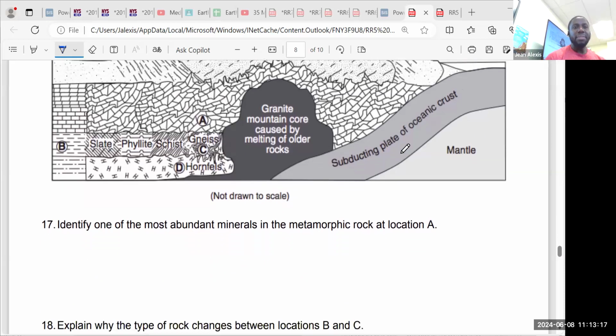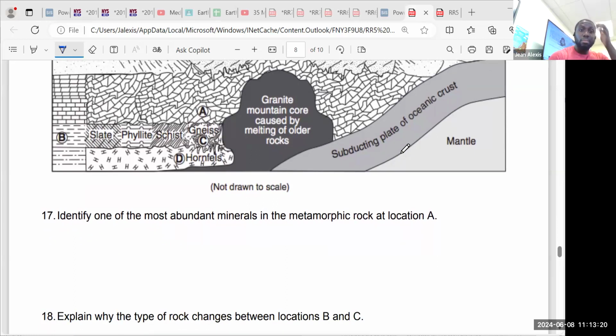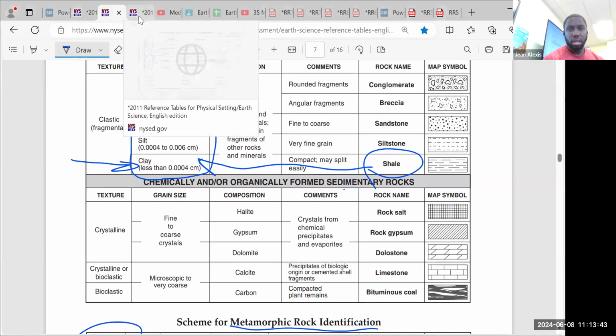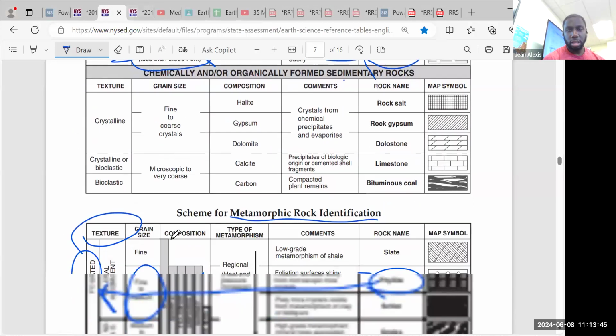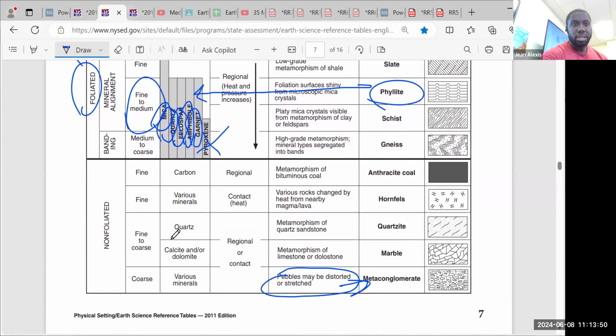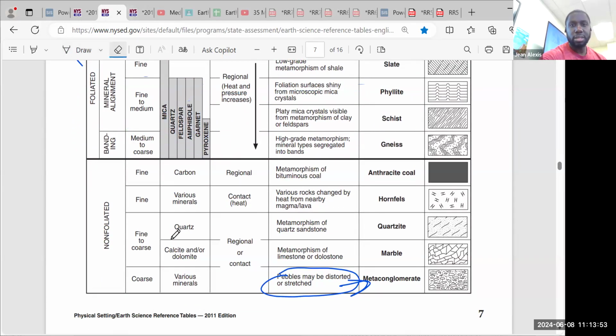Okay. Number 17: identify one of the most abundant minerals in the metamorphic rock at location A. Calcite. How do we get calcite? We're going to go to reference tables, page 7, right? Yes. So let me erase all this.